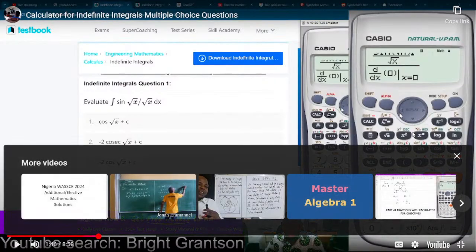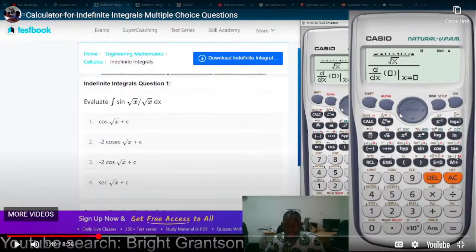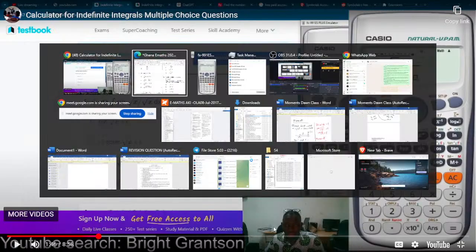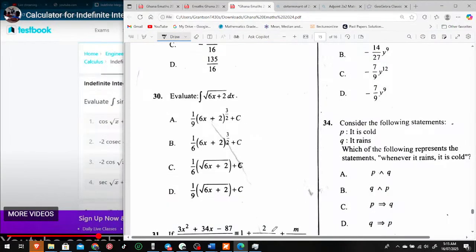So please, do you understand how we are doing it? Whenever you get an indefinite integral like this one, you have to write the fraction and write root 6x plus 2. Then you divide by the differential of some of the objectives, d/dx of some of these objectives at x equals, this is 1 or 0.1. I've forgotten. Let's watch the video again.